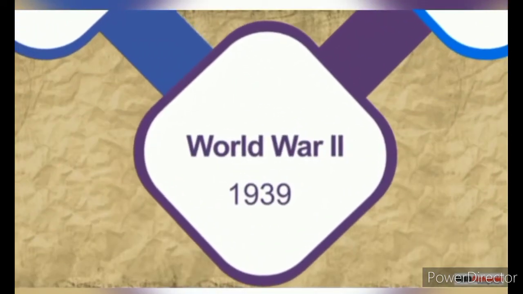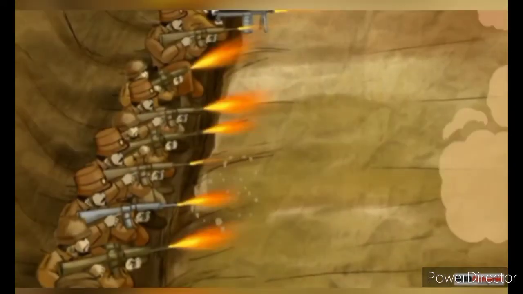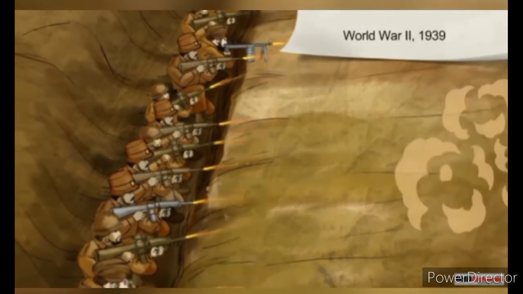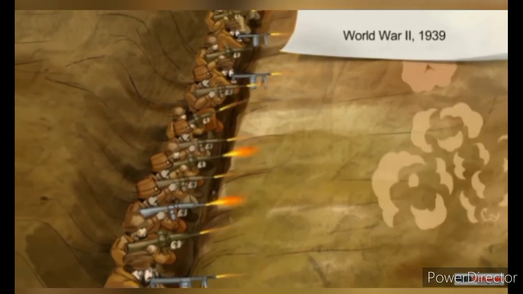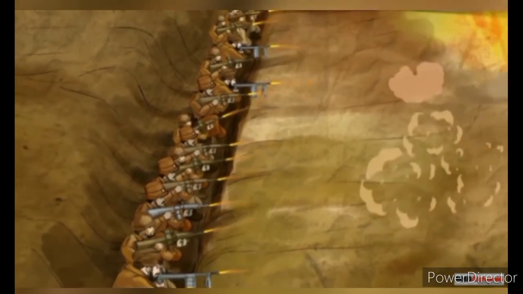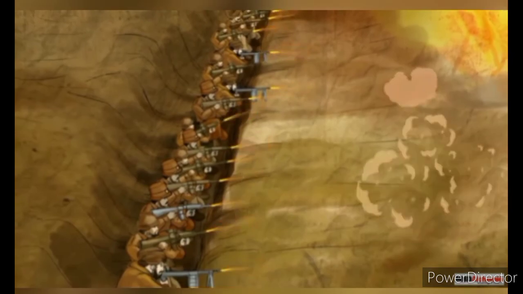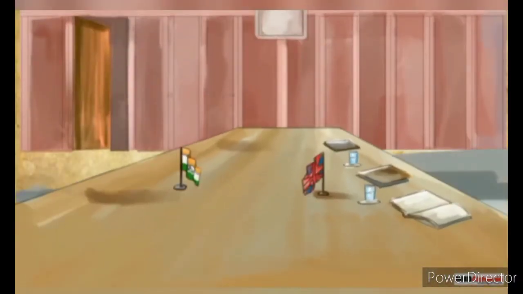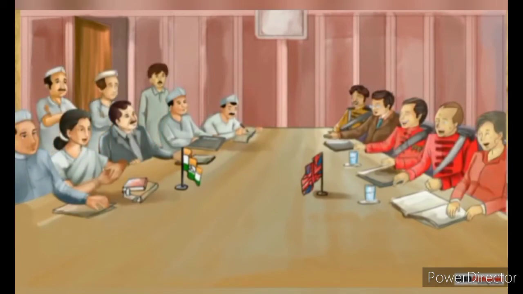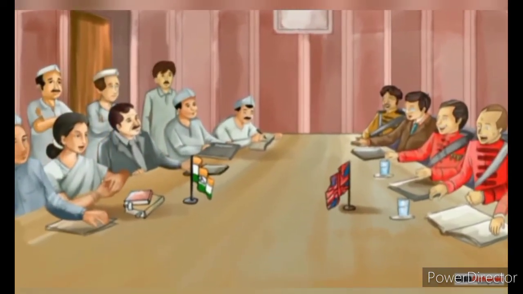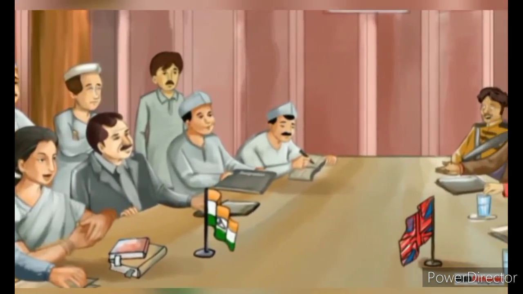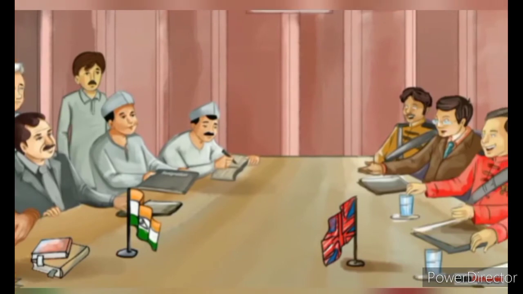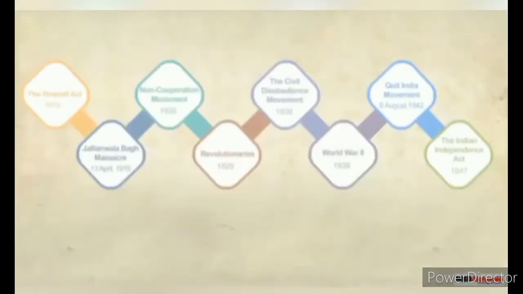World War II. World War II broke out in 1939 and Britain used Indian people and resources without the consent of Indians. Indian leaders were unhappy at this step taken by the British. The Congress ministers from 8 provinces resigned to express their disagreement with British policies.